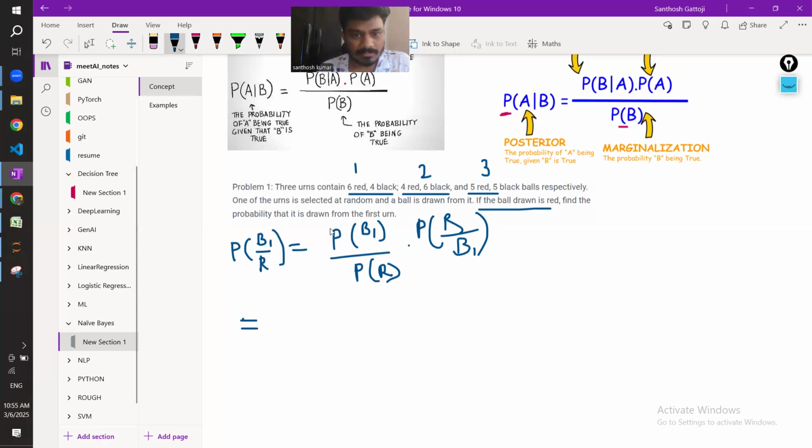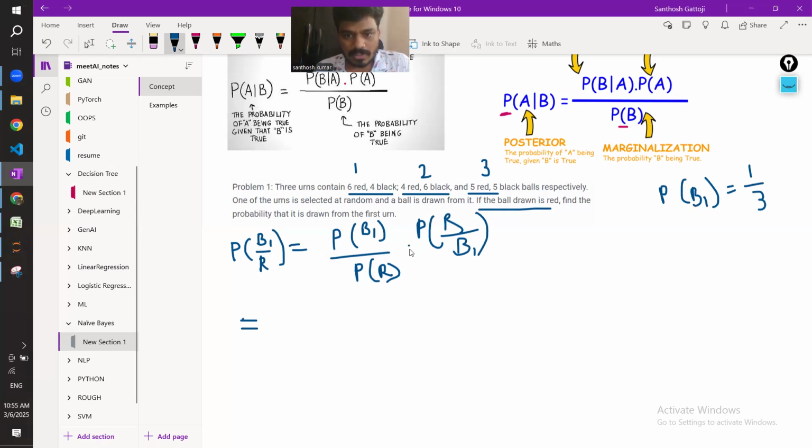Now you see probability of B1, probability of taking box one. What is that? Total how many boxes are there? 3 boxes. So then probability of B1 will be 1 by 3. Overall there are 3 boxes, and picking the first box is 1 by 3. Same for the second box and third box also. Correct? That's fine.